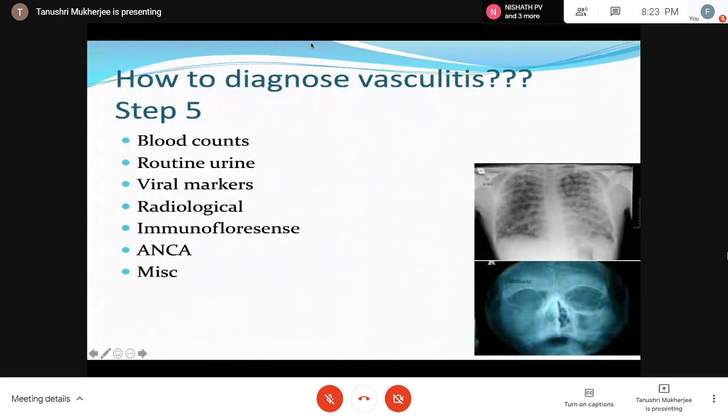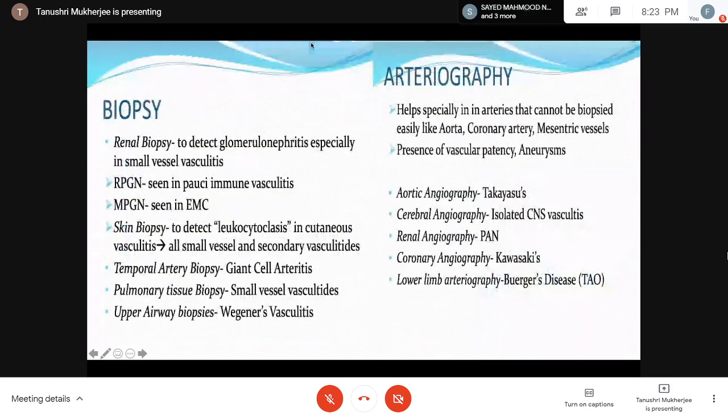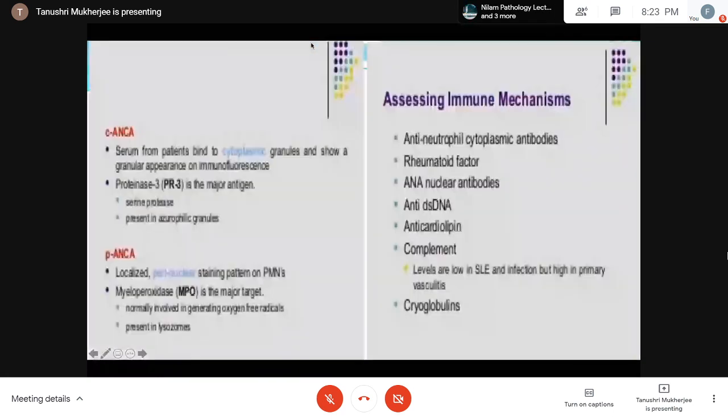So you do a blood count, routine urine, viral markers, radiology, immunofluorescence, ANCA, and miscellaneous tests like biopsy: renal biopsy, skin biopsy, temporal artery biopsy, pulmonary tissue biopsy, upper airway biopsy. Arteriographies are also diagnostic. Then C-ANCA, P-ANCA, and assess the immune mechanisms with various tests: ANA, anti-dsDNA, anti-cardiolipin, complement, cryoglobulins, RA factor.